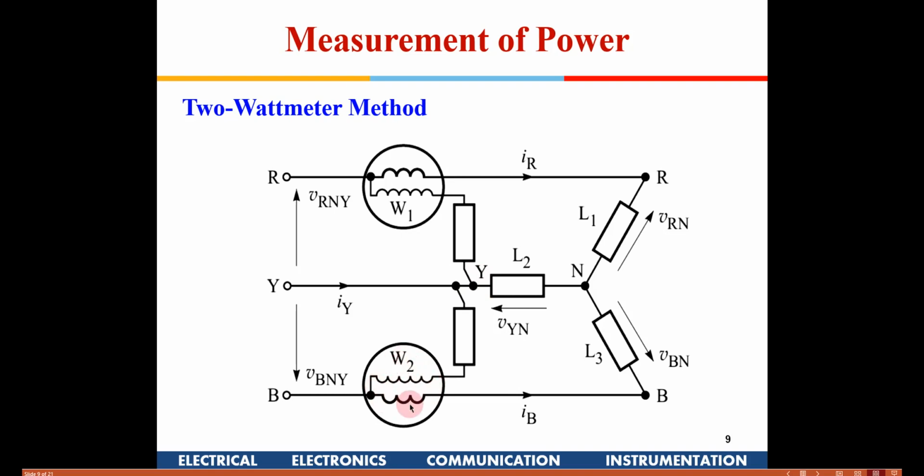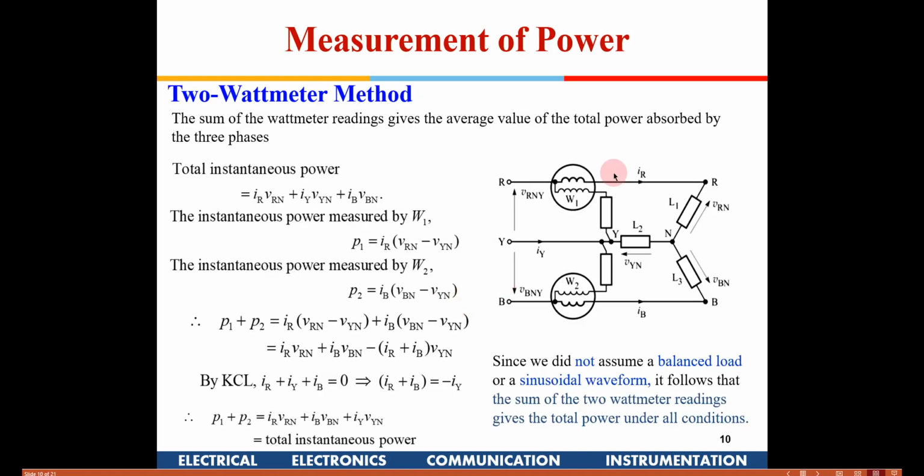Similarly, you have a second wattmeter between B and Y. So there are 2 wattmeters here. One line is taken as common, and there are 2 wattmeters. The first is going to measure the voltage between this and this, and the current here. The second wattmeter is going to take the voltage between this and this, and the current which is now flowing here. Once you have connected it like this, right?